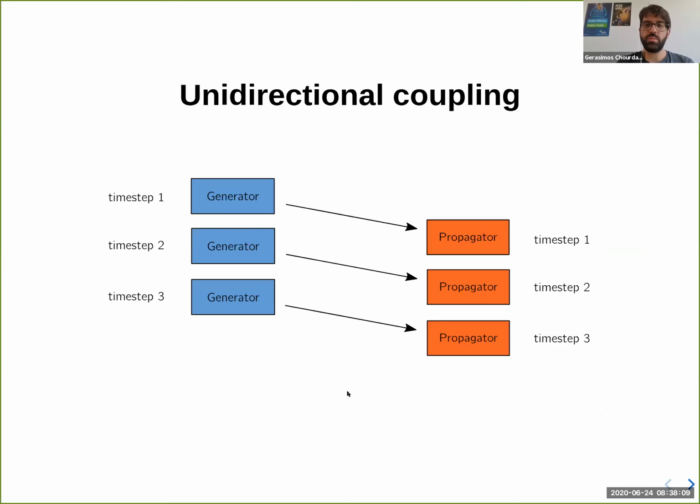Now, in this example, we will talk about the simplest coupling possible. This will be a unidirectional coupling. The generator will be passing values to the propagator, but there will be no feedback from the propagator to the generator. Therefore, the generator will just be able to continue. There will be no more synchronization than that and no more iterations for convergence.